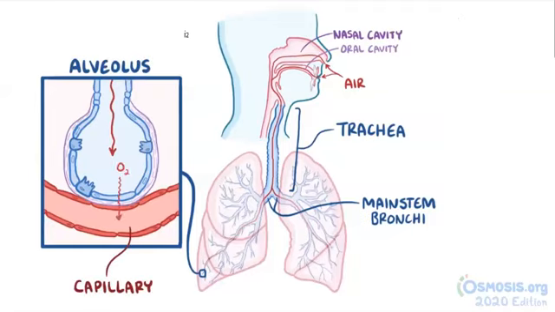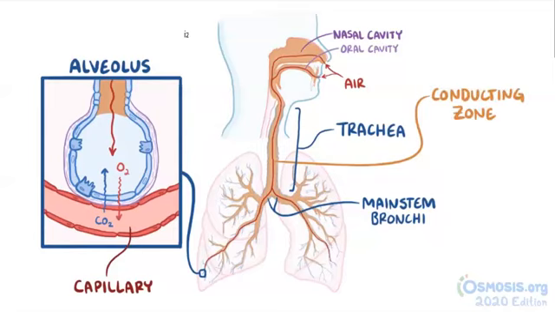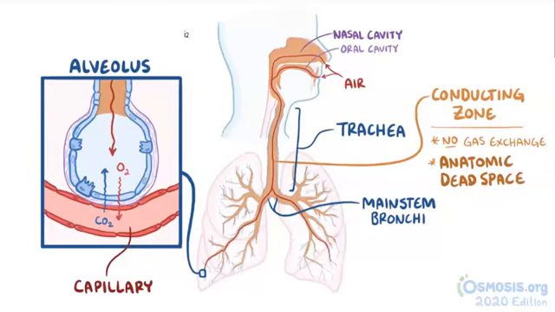So the part of the respiratory tree prior to these alveoli, starting from the nose or the mouth, right up to the tiny terminal bronchioles without these alveoli, merely acts to conduct or transport air to the alveoli. This part is therefore known as the conducting zone, and it doesn't take part in gas exchange. The volume of air contained in this conducting zone is known as anatomic dead space.